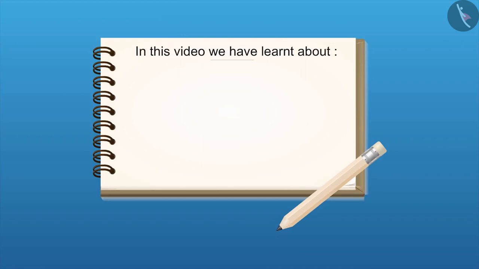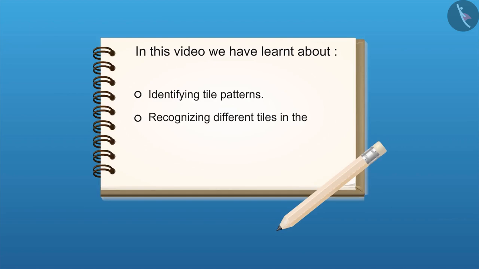In this video, we have learnt about identifying tile patterns and recognizing different tiles in the pattern to continue it further.